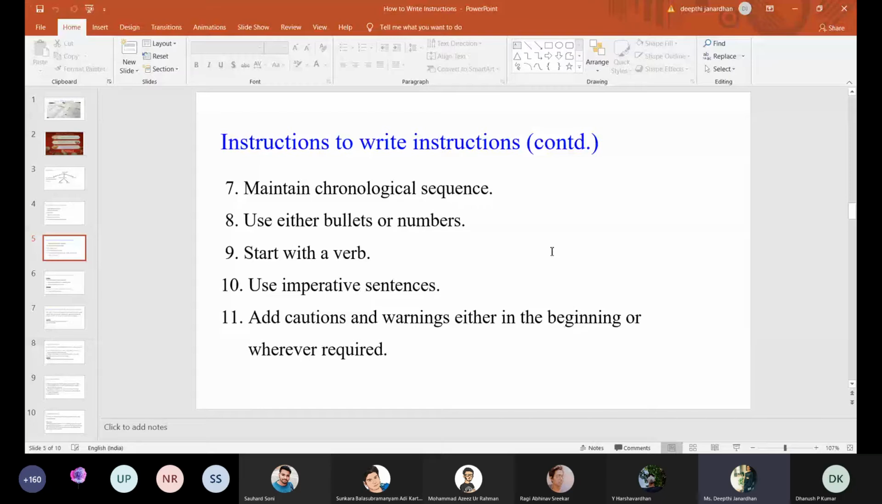Okay, so you always start with a verb. We start with a verb because we assume that the person would be reading the instruction and then he would be doing it, right? So always start with a verb. Use imperative sentences. Now, what are imperative sentences? Orders, commands. Yes, take the pan, break the egg. These are all imperative sentences. So try using imperative sentences in your instruction. Now, imperative sentences would make it very direct.